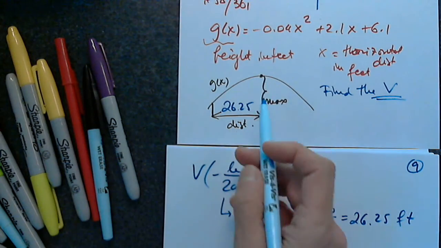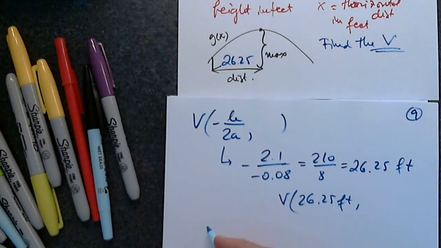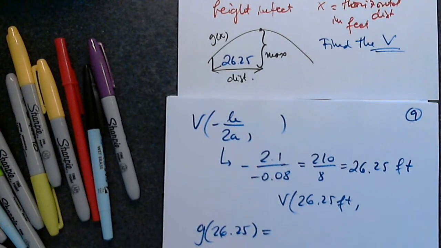The maximum occurs. But now I want to find the maximum. How do I find the maximum? Exactly. So G of 26.25, and I can do this with a calculator. So we'll plug it in.